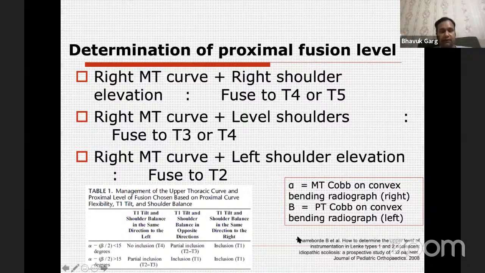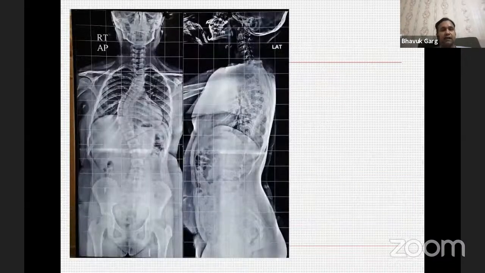This is a very good article from Herbert, who has considered the T1 tilt and the shoulder balance as well. They have given these alpha and beta angles, and on that basis they have described fusion levels. When there are so many things described, you can understand that there is so much controversy going on, and nobody has got the perfect answer. Especially when you have larger curves and there is a right shoulder elevation, in my practice I have seen that even T3 is tilted into the curve. That means T3 becomes the end vertebra, so obviously you have to go to T3. You have to consider the various things as well. Now this is a classical case, which looks like a Lenke 1.